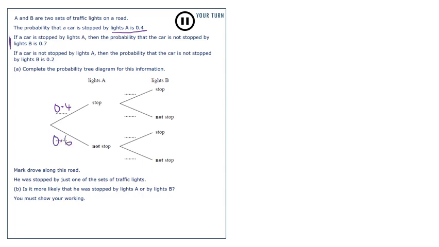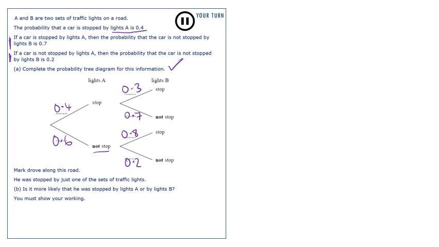If a car is stopped by lights A, then the probability it's not stopped by light B is 0.7. So here it must be 0.3. If a car is not stopped by lights A, then the probability it's not stopped by lights B is 0.2. So it must be 0.8 up here. So we've completed this probability tree.